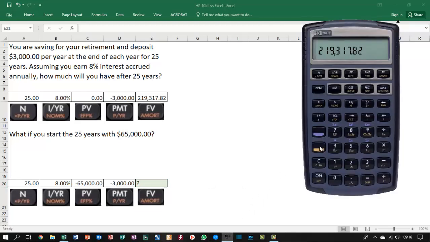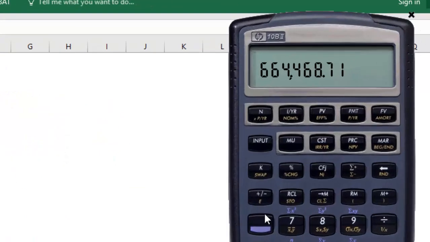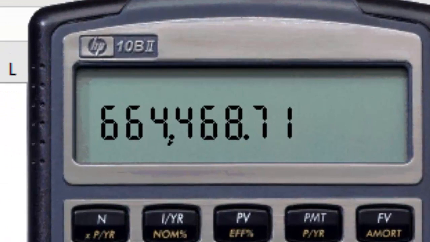Let's clear it all, even though we could just go and change the one value. Let us clear it all and get a bit of practice. 25 years at 8% with a starting value of 65,000 that we paid out, 3,000 that we paid out annually. What is our future value? $664,468.71.